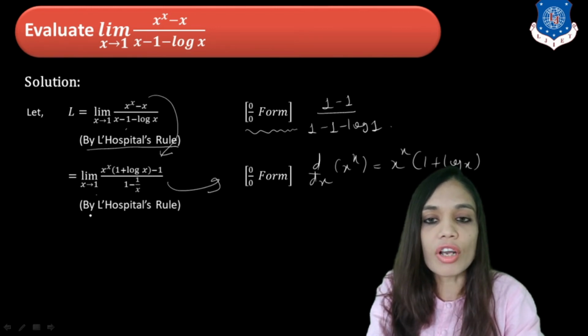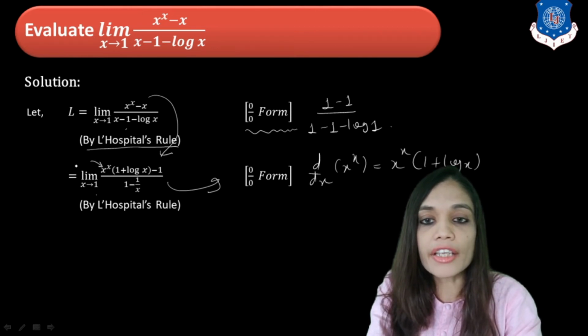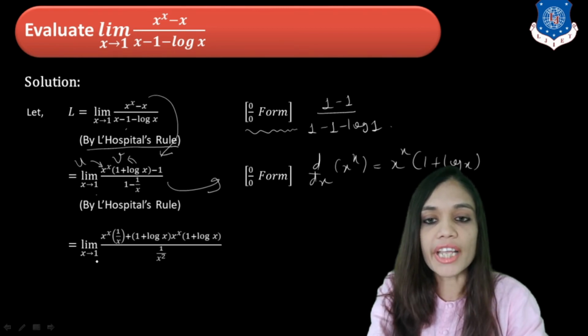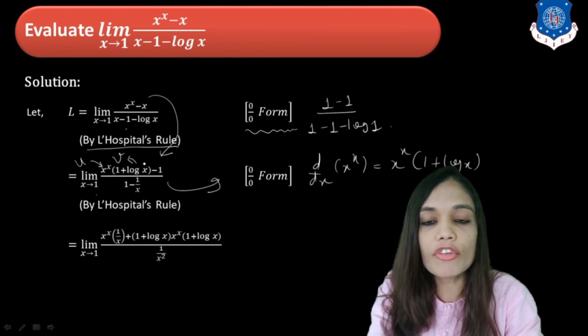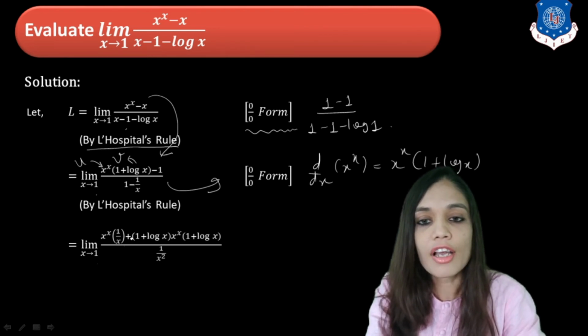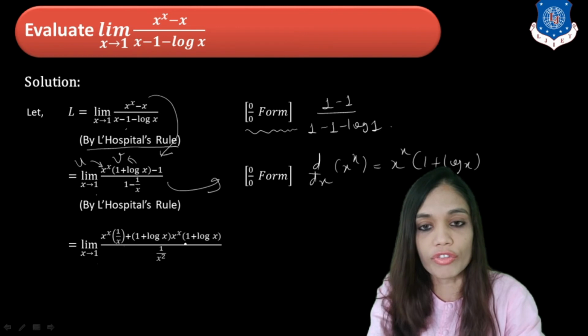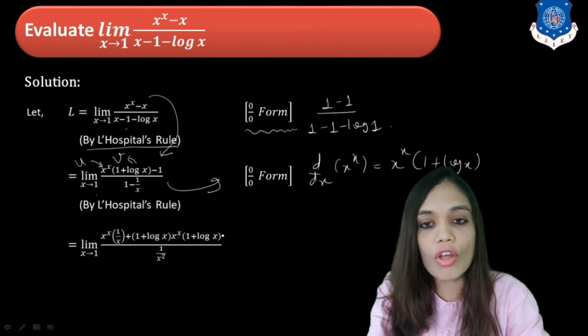So apply your L'Hopital's rule again. Now but in this you have to apply the u dot v rule to simplify the derivatives. So you will get limit x tends to 1. Keep x raised to x constant. So derivative of this will be 1 upon x. Plus now keep 1 plus log x as constant and do the derivative of this. So it will be equal to x raised to x into 1 plus log x.